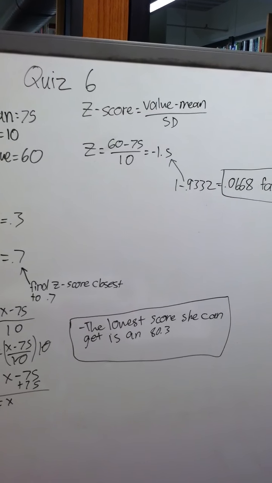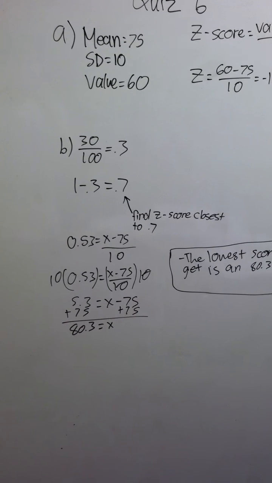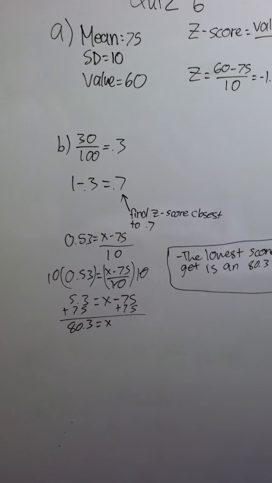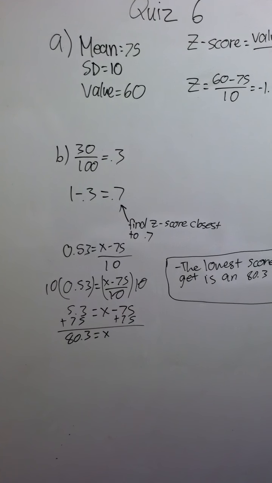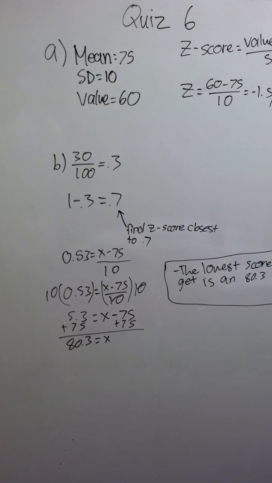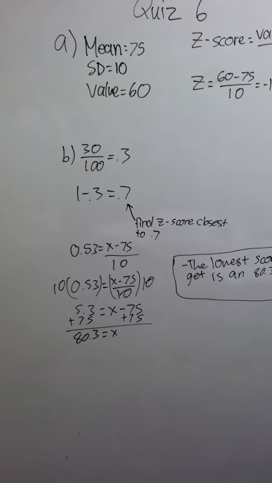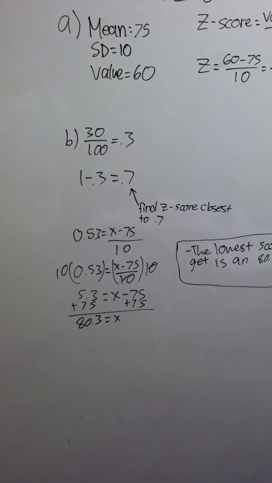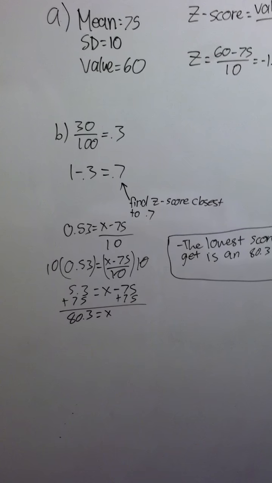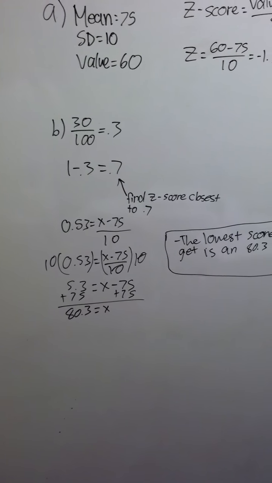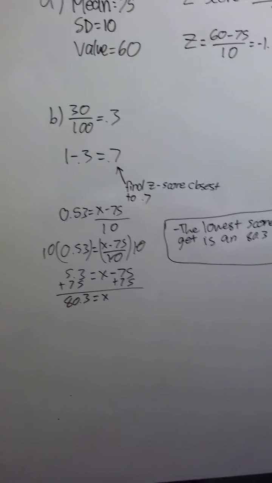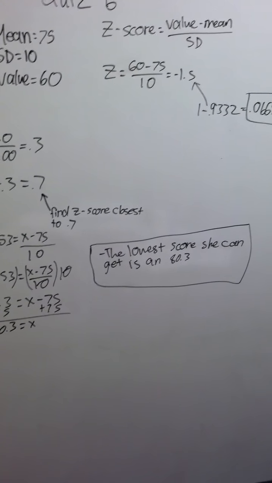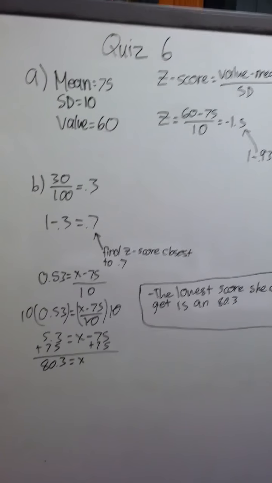So now we can use the z-score equation to find the x value. So we would plug it into our equation, 0.53 equals x minus 75, divided by 10, and from there on it is pretty much algebra. So we would multiply each side by 10, so the 10s would cancel, and it would be 5.3 is equal to x minus 75. We add 75 to each side, and x is equal to 80.3. So the lowest score that she can get is an 80.3, and that is our answer.